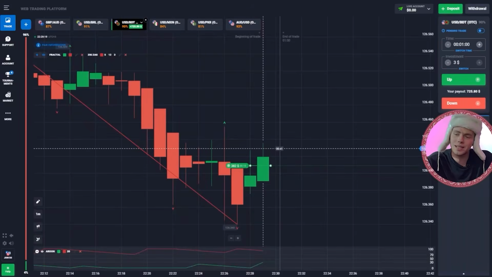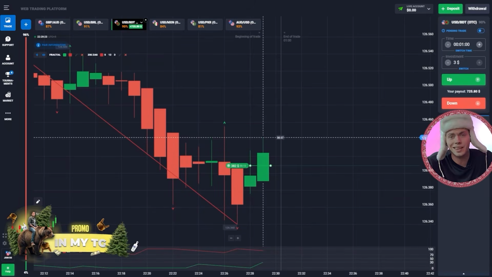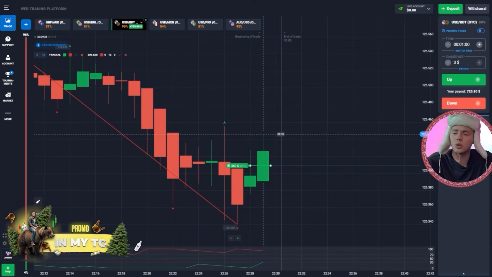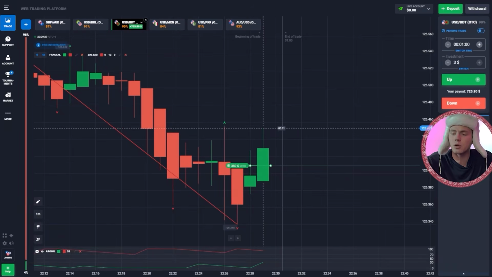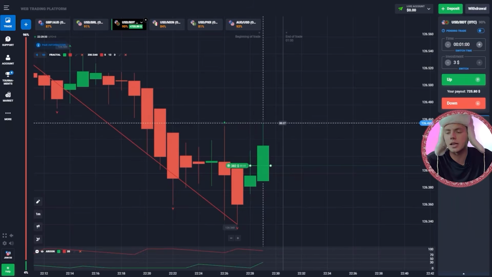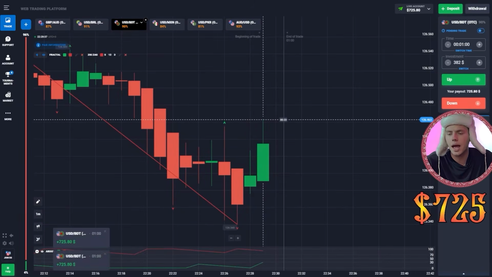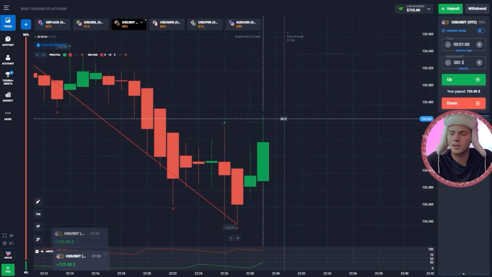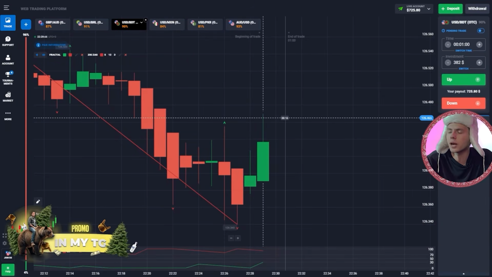And here, as I told you guys, we have already forming another green candle at the moment. If you take a look at the Aroon, it was actually the moment at 22-28 when the trend started to change. So we have this green line starting to grow and the red line starting to fall, and we got the trade closed with plus profits. All right, we have already 725 on our balance.